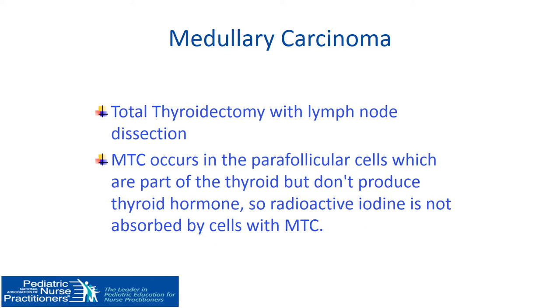Total thyroidectomy is the treatment, with lymph node dissection to test the lymph nodes for spread. Since this cancer comes from parafollicular cells, they're a part of the thyroid gland, but they don't actually produce thyroid hormones. So radioactive iodine treatment is not going to be well absorbed by this cancer. So we can't use radioactive iodine on them, and we don't have good treatments otherwise. Again, that's why we have to take these thyroids out at an early age.